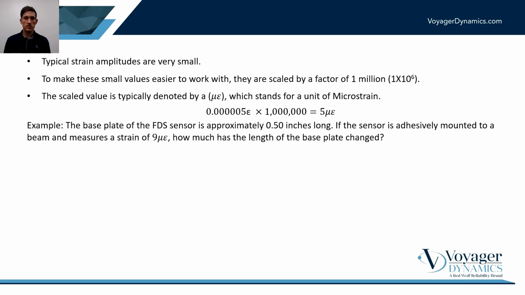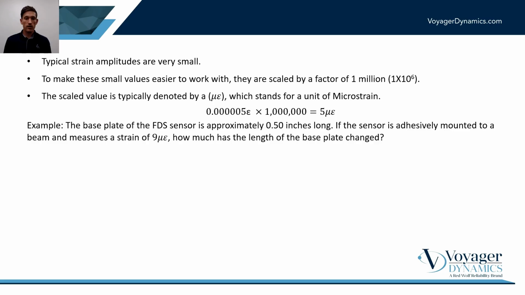So what we do is we scale those values by a factor of a million to get to a scaled unit that we call microstrain, where micro is denoted by the mu and strain is the epsilon. So for example, say we have a value of 5 millionths of a strain. If we multiply that by a million, we would get a value of 5 microstrain. So it's the same number, it's just scaled to make it easier to work with.